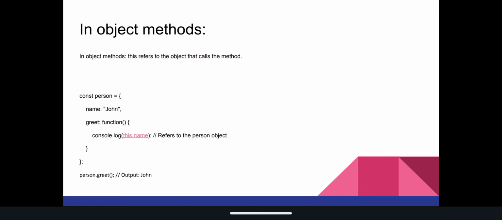Object methods. In object methods, this refers to the object that calls the method. Here is the example for object methods.